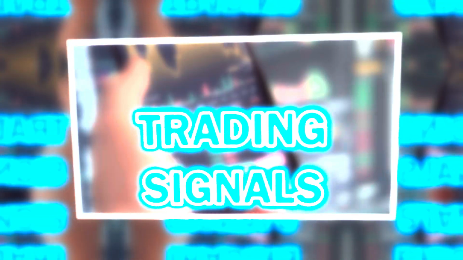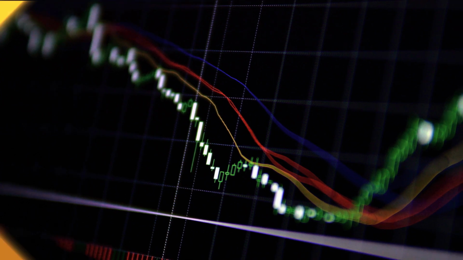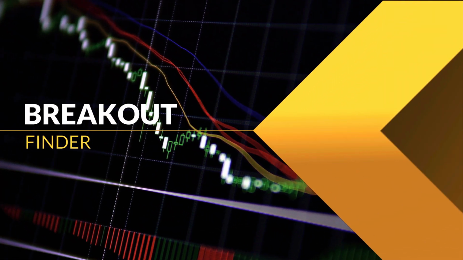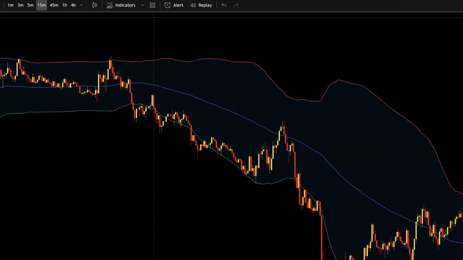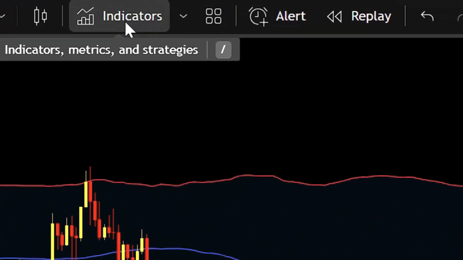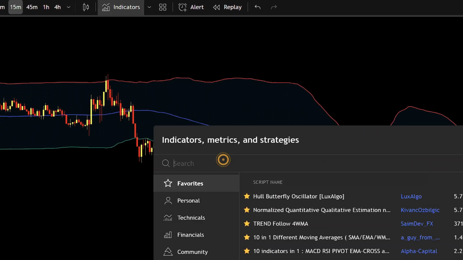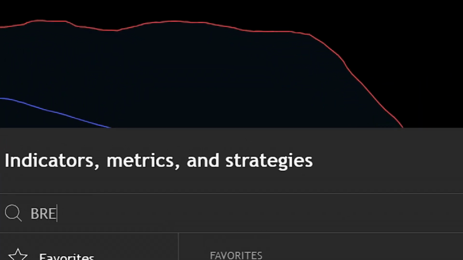But here's the thing, this alone isn't enough to make a trade. For our actual trading signals, we need a second indicator. This one is also free and it's called Breakout Finder. To add it, just like the Bollinger Bands, click the Indicators button at the top of your TradingView chart. Then in the search bar, type in Breakout Finder and select it from the list. Super easy.